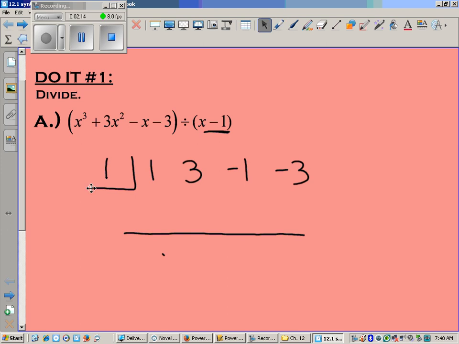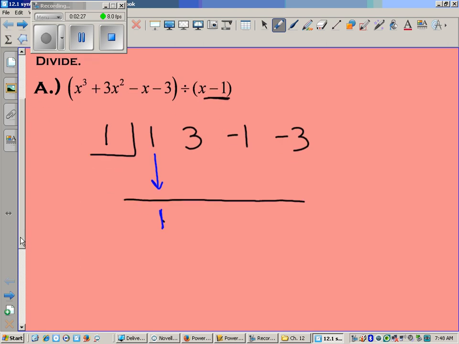Okay? All right. So now that you have your setup, the first thing you're going to do is drop this first one down. This one's always going to stay the same, so this is always going to be the first number, so in this case it's going to be a 1. Okay? From here, I'm going to take this 1 in the box and multiply it by the 1 down here. So 1 times 1 is 1. And I'm going to add those two numbers together.